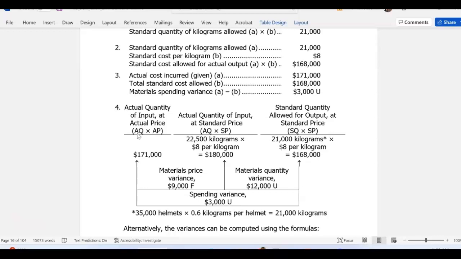Okay, so here is AAA, 1, 2, 3, SSS, 1, 2, 3, QP, attach. Now, let's see. So the standard quantity was 21,000 kilograms, right? Standard price was $8. So 21,000 times $8 is 168,000.